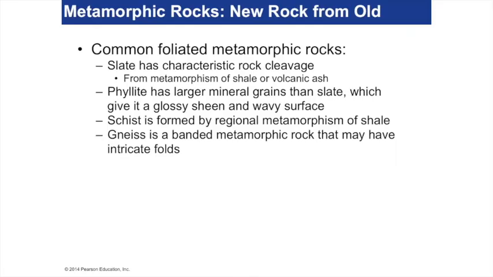So this should be a review of what we just saw. Slate is cleaved, has a cleavage line in such a way that you could actually break it into roofing tiles. So that's shale that's been metamorphically changed. Phyllite is a little bit bigger grained with different pressure points, so that you end up with waving, kind of a grain pattern in it.